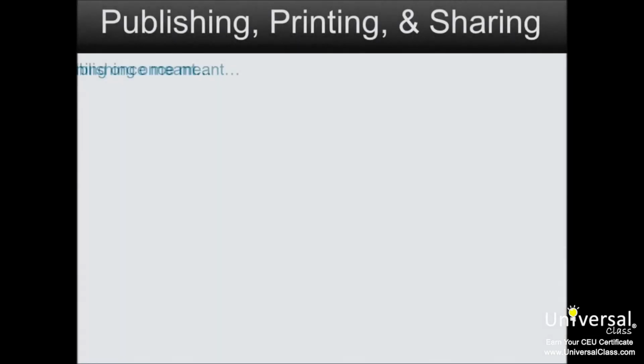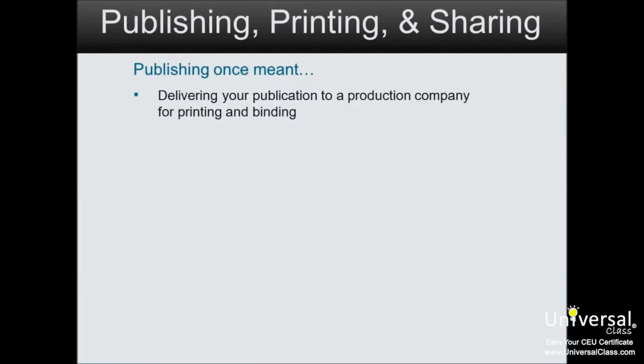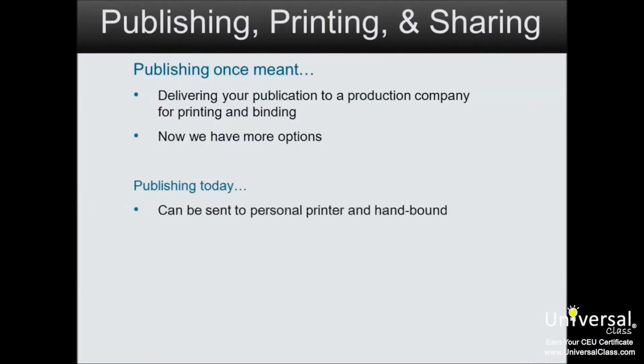In the past, publishing meant delivering your publication to a production company and having it printed and bound. The world has changed a lot since then, and we have infinitely more options. With fast, high-resolution printers, publishing a publication can be as easy as sending it to your printer and binding it by hand. Many office supply stores sell saddle staplers and comb binders.